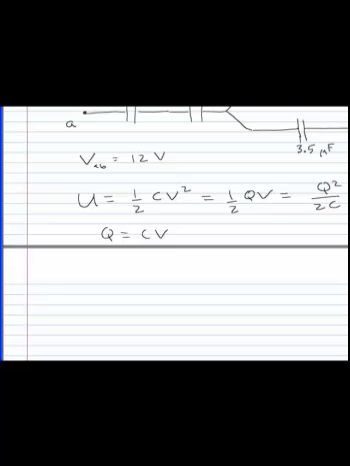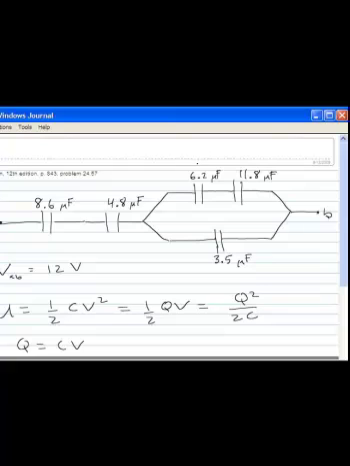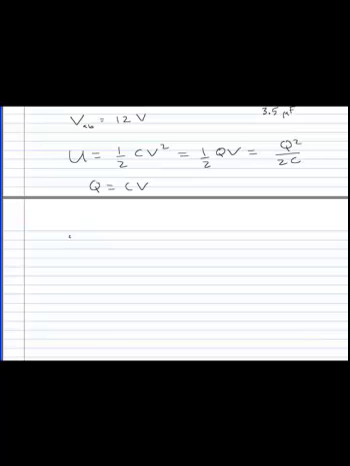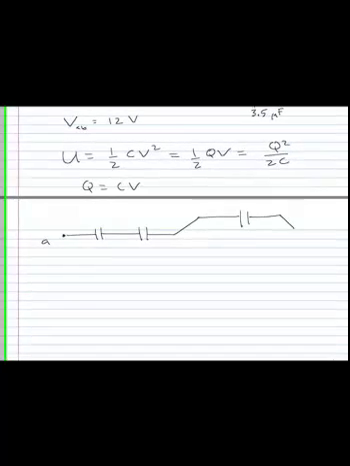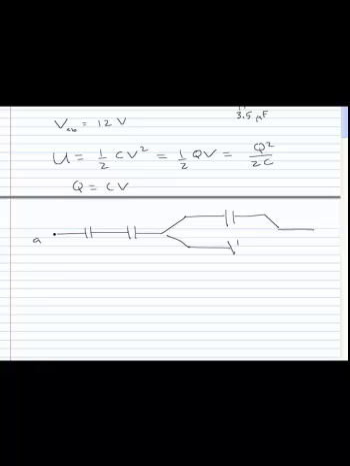Okay, so we're going to start out by looking at these two capacitors in the top part of this configuration. They are in series, so let's put those together. Here's A, got our original two capacitors, and we want to combine these two. This was our 3.5, this was our 4.8, that's our 8.6, and I'm going to call that C1.